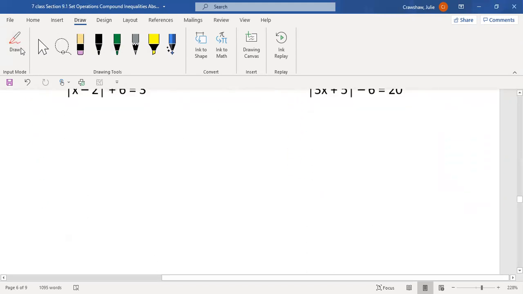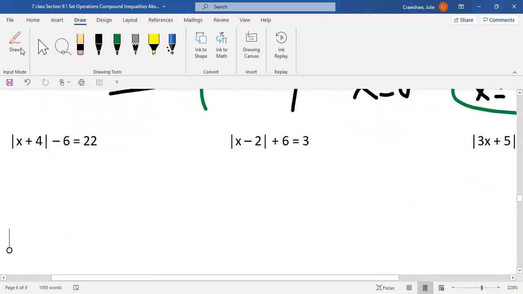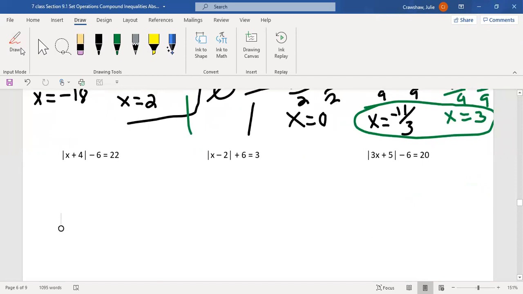So go ahead and stop the video and give this a try. There's 3 equations for you to try on your own. Go ahead and give them a try and then restart the video and check your answers.